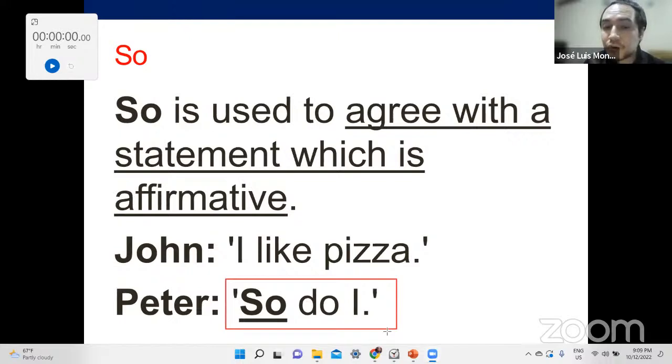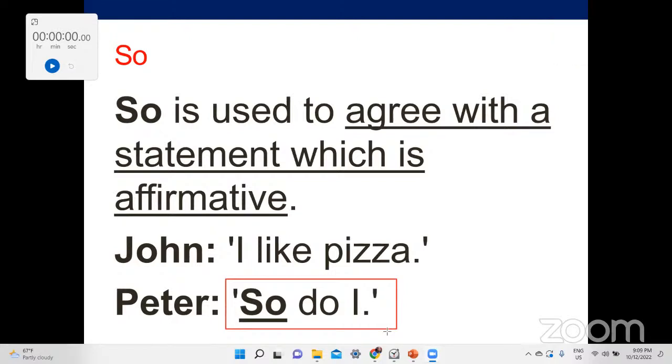Remember that we don't repeat the verb when we have another verb that is not the verb to be. We use the auxiliary. What is the auxiliary of the sentence "I went to the party"? Did. So did I. Exactly. Very good. So did I.